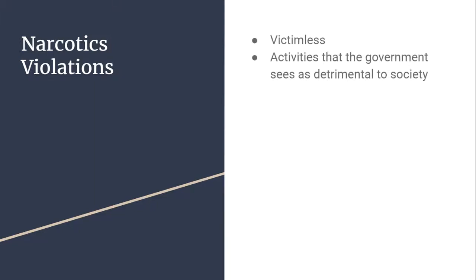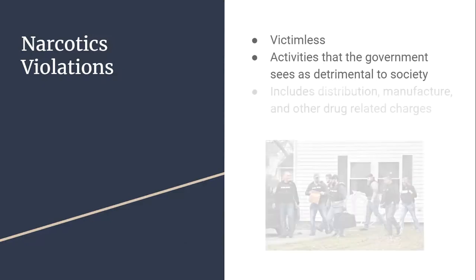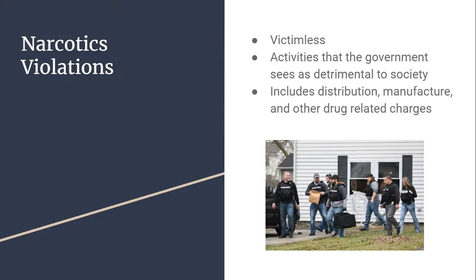Now, why don't we look at some examples to try and make it a little easier to understand, because I just threw a couple of concepts at you, but you don't have anything to back it up with. So first we're going to talk about narcotics violations. Now these are victimless crimes, and they're also activities that the government sees as detrimental to society, so they fit two of those bullet points that I touched on earlier. They include distribution, manufacturing, and other drug-related charges. The government has a vested interest in preventing people from doing drugs. Drugs are bad. They don't want people doing drugs, so they're going to make it illegal to sell, make, and use drugs, making it a crime against society.